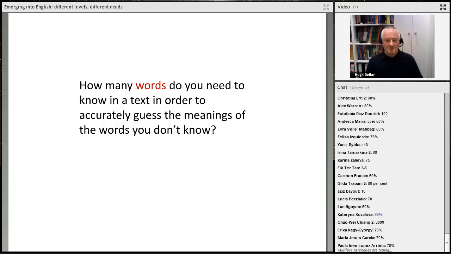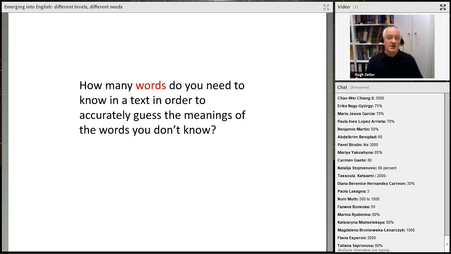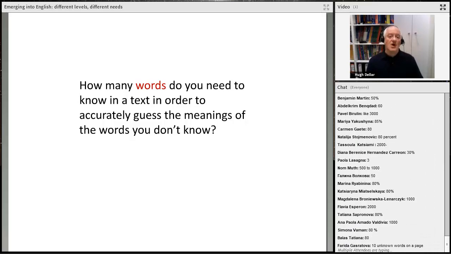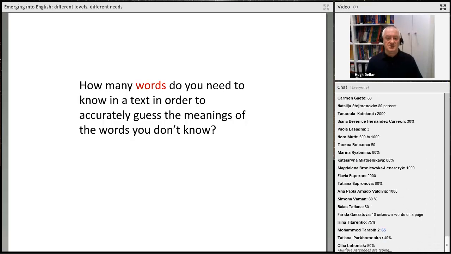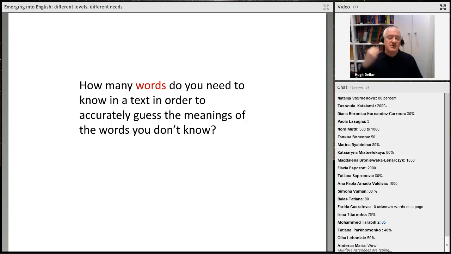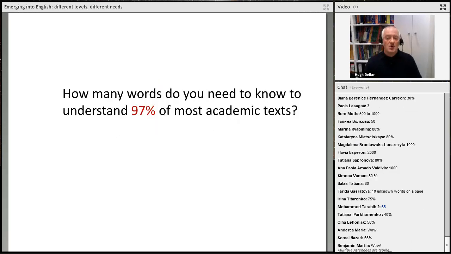40%. Whoa. Yeah, basically, in order to guess the meaning of words you don't know in a text, you need to know 97% of the entire surrounding text. So 10 unknown words on a page, not a chance. You need to be understanding 97% of all of the words around you. Okay? Now think of this.